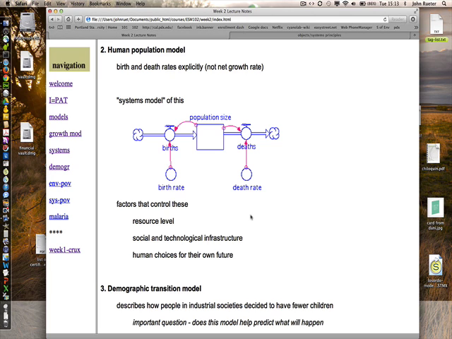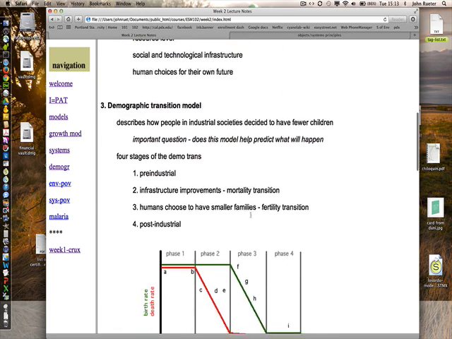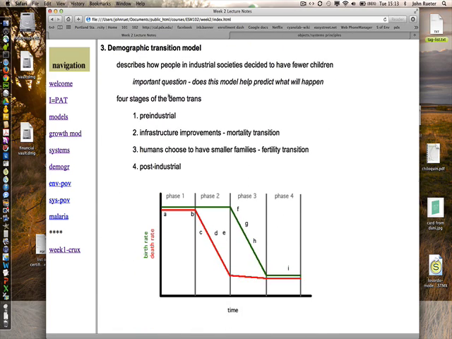Okay. Now, the demographic transition model talks about how societies, and the one they study sort of is Europe, but it could happen anywhere, go through these processes. Pre-industrial infrastructure improvements result in a mortality transition. Then humans choose to have smaller families. This results in a fertility transition, and then post-industrial.